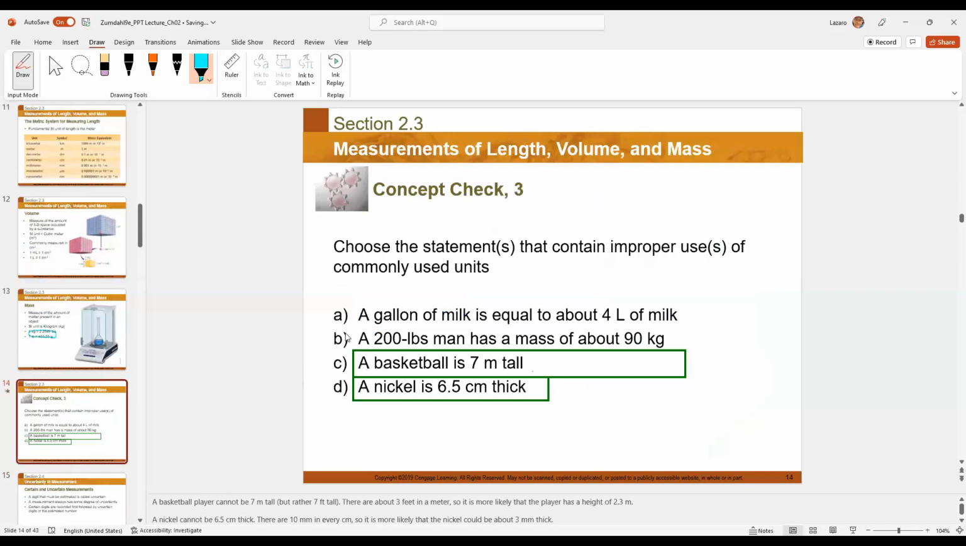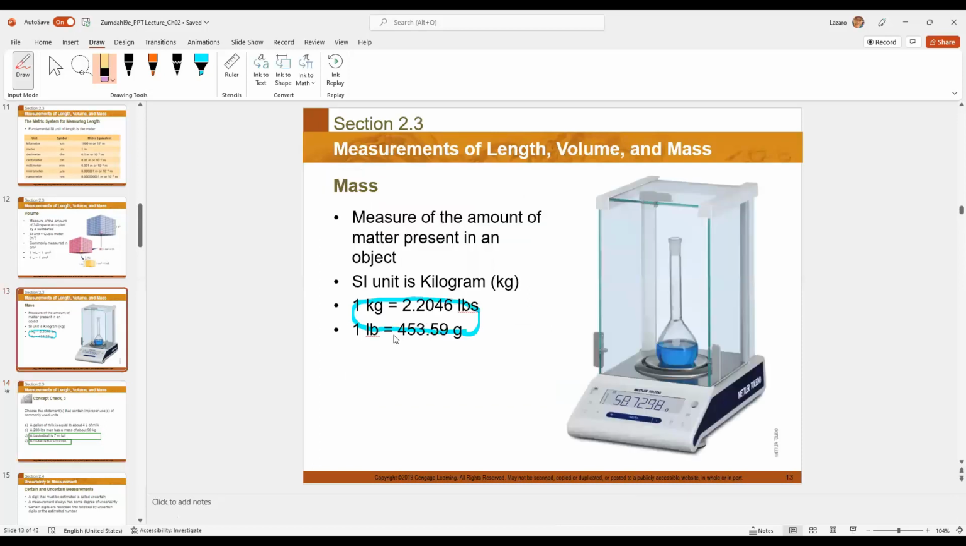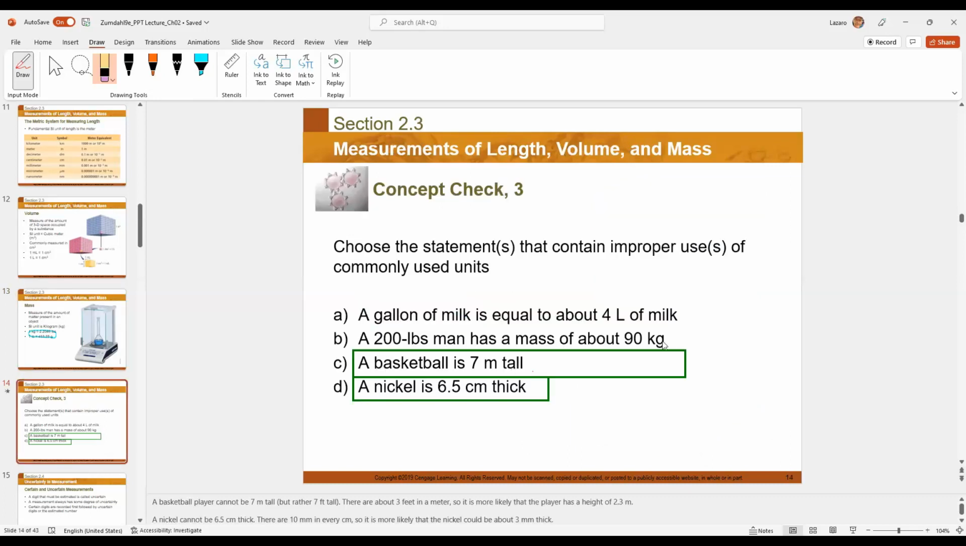Here we have a concept check. Choose the statement that contains improper use of commonly used units. A gallon of milk is equal to 4 liters of milk. That's true. A 200 pounds man has a mass of about 90 kilograms. If you convert the pounds into kilograms, you will see that this is true.